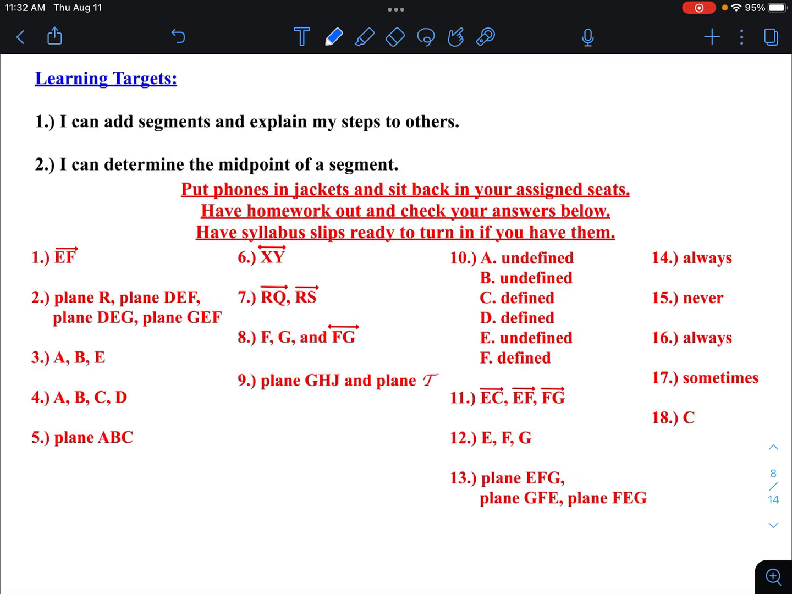Welcome back. We're in part 2 of points, lines, and planes. On the screen before you, you have your homework answers to last night's part 1. So look through those answers, see if you have any questions.